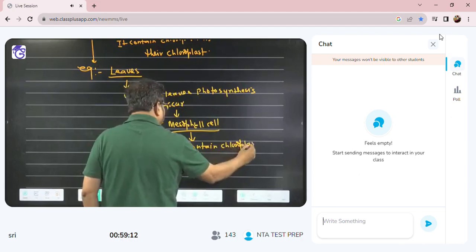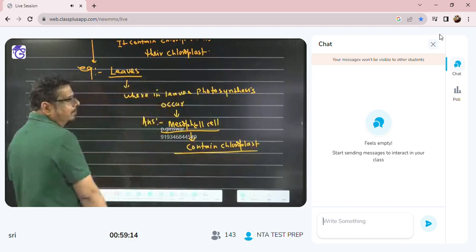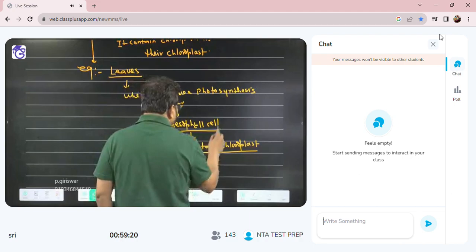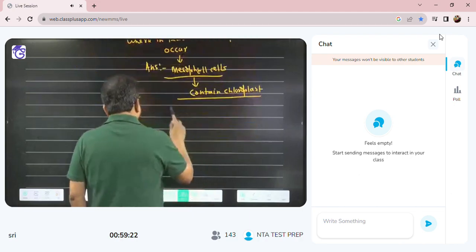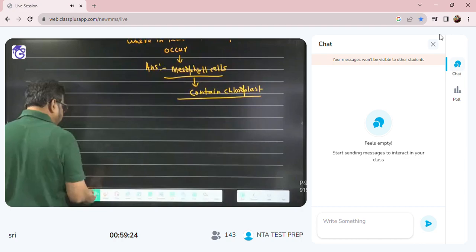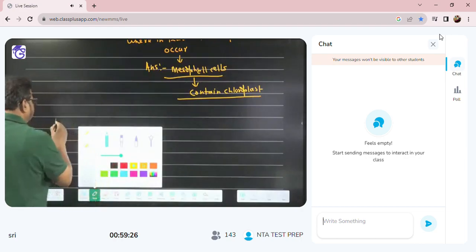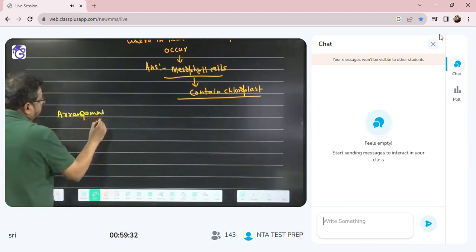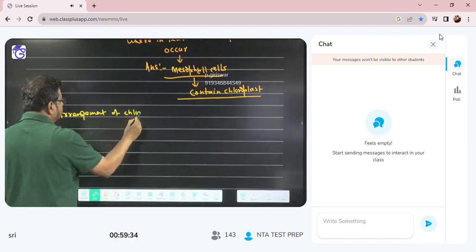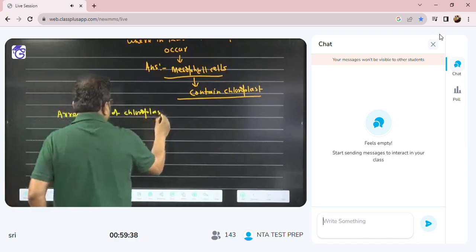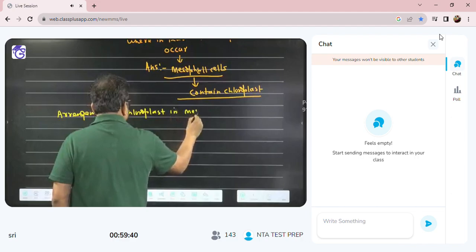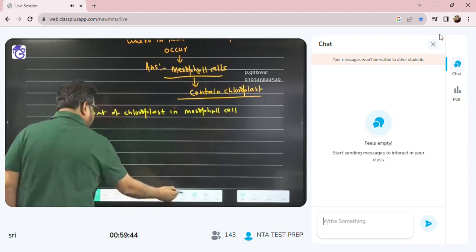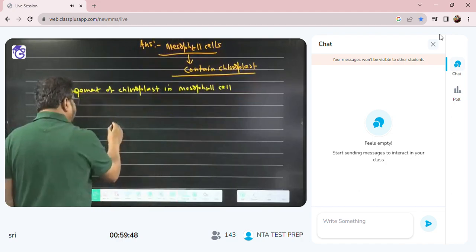So why does it occur in the mesophyll cell? Because it contains chloroplast. Understanding the idea or not? Now if we talk about mesophyll cells, the arrangement of chloroplast in mesophyll cell. Now what heading are we going to discuss? Arrangement of chloroplast in mesophyll cell. Give your attention. Suppose that this is a mesophyll cell.